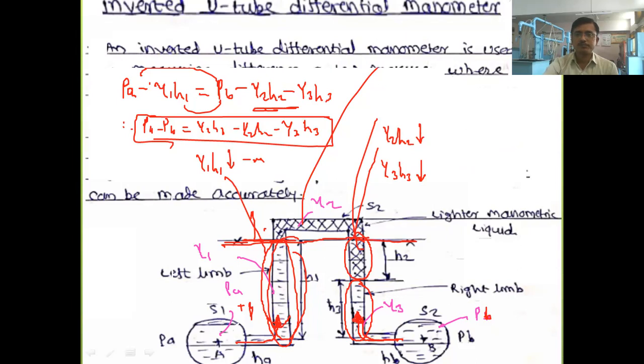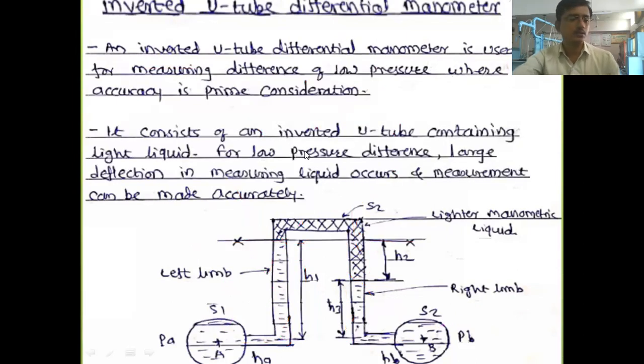Draw the diagram. Write the title: inverted U-tube manometer. Draw this diagram. Till then I will take your attendance. Do it fast.